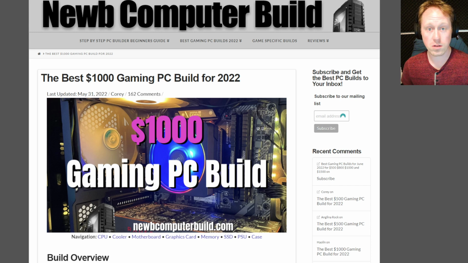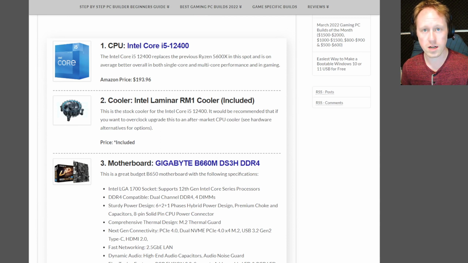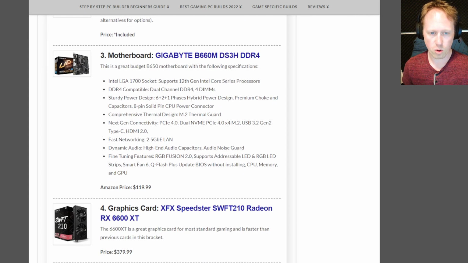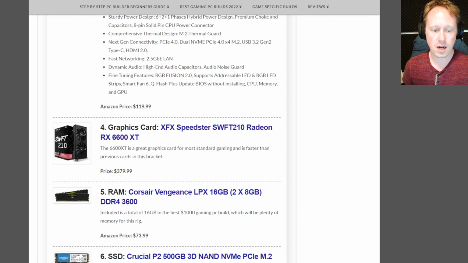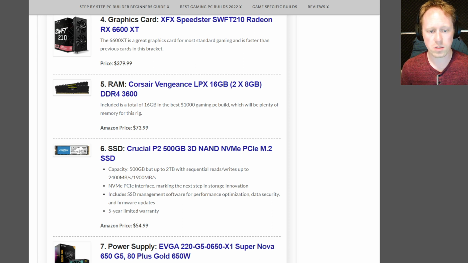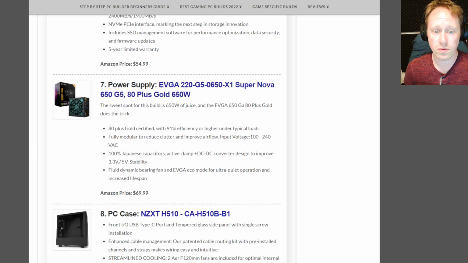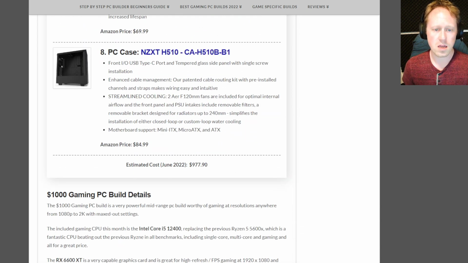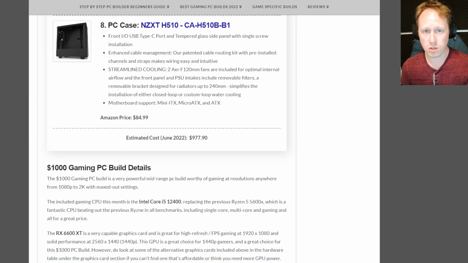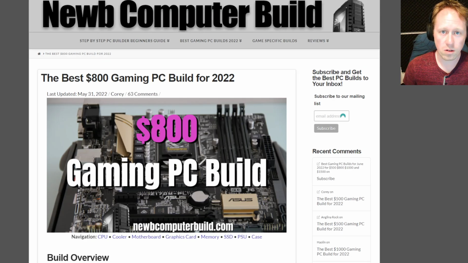Moving on to the next build, the $1,000 gaming PC build of the month for June 2022. Again, we have the Intel Core i5-12400 CPU, $193.96, with a stock Intel cooler. The motherboard for this one is the Gigabyte B660M DS3H, $119.99. The graphics card to power the $1,000 build is the XFX Radeon 6600 XT at a cheap, and I say cheap because it's way cheaper than it was before, $379.99. The RAM is the Corsair Vengeance LPX 16GB kit, 3600 megahertz, $73.99. Storage, Crucial P2 500GB NVMe SSD at $54.99. Power supply, EVGA Supernova 650G5, $69.99. And then the case is the NZXT H510, $84.99, coming in also under the budget this month at $977.90 for June 2022.